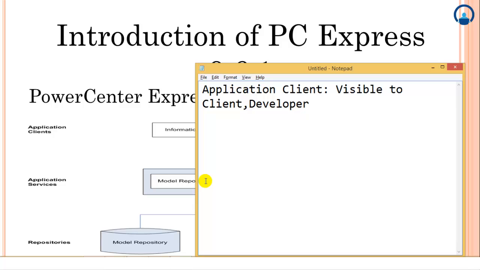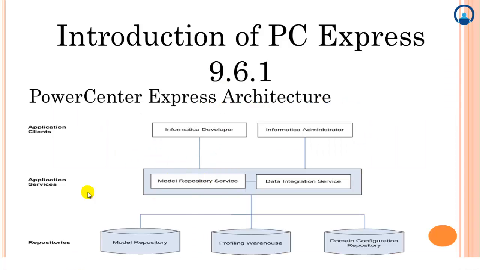The application client consists of two parts: one is Informatica Developer and one is Informatica Administrator. Developer, as I have mentioned, is where we do all the data massaging, and the administrator part is where we observe certain tasks and everything. For that purpose we use the Informatica Administrator.